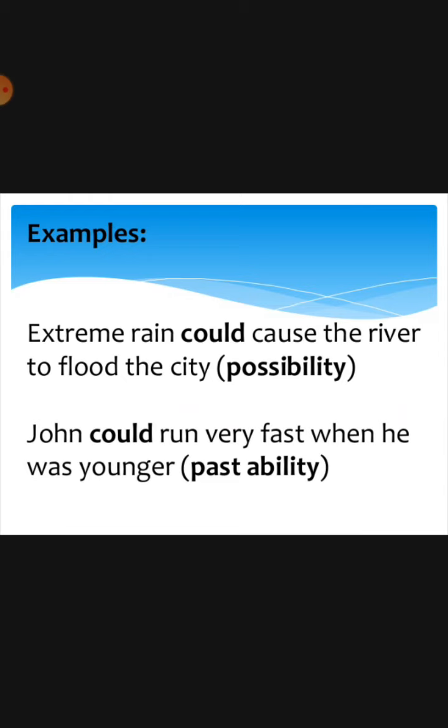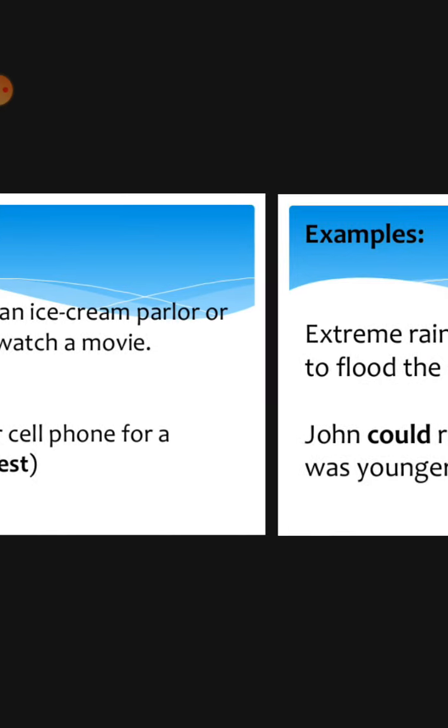Past ability means when you had some kind of ability in the past, and if you want to show that, you show it with the help of could. John could run very fast when he was younger. It means when he was young, he could. But now, maybe he has grown up, so he cannot run. But he had that ability in the past. So for showing past ability, we can use could.